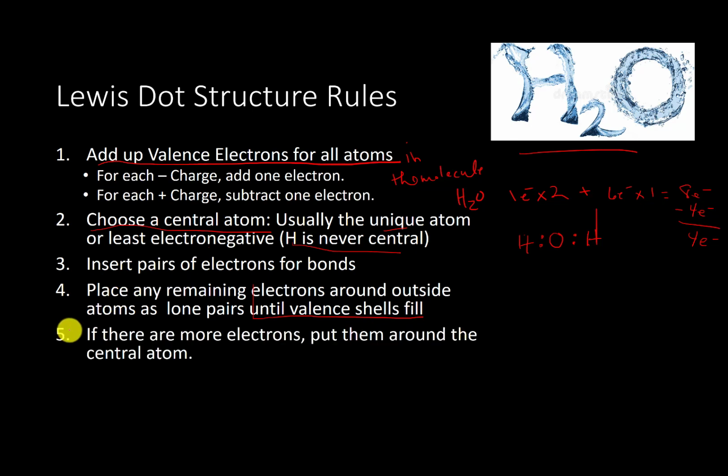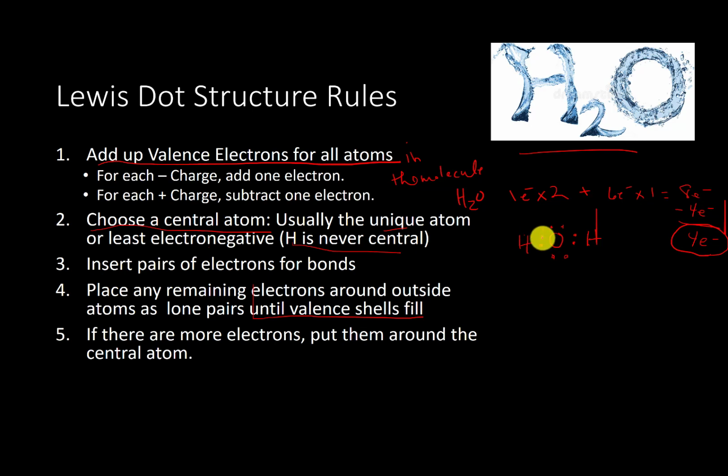The next rule says, if there are more electrons, put them around the central atom. In this case, we still have 4 electrons left to pass out. So let's give those to this central atom and see what happens here. Remember, our goal is to give everybody a full valence shell while only using the electrons, or cupcakes, we have available. Have we accomplished that? Let's see here. With this hydrogen, does it have a full valence shell?